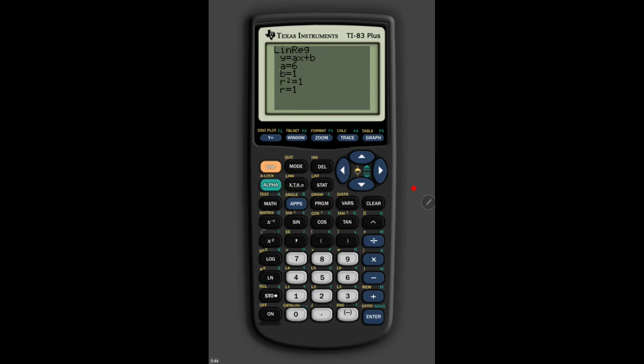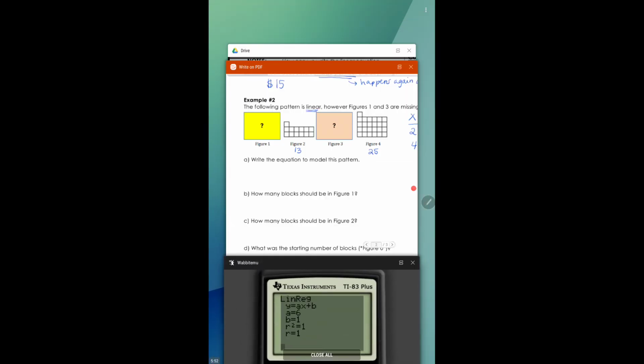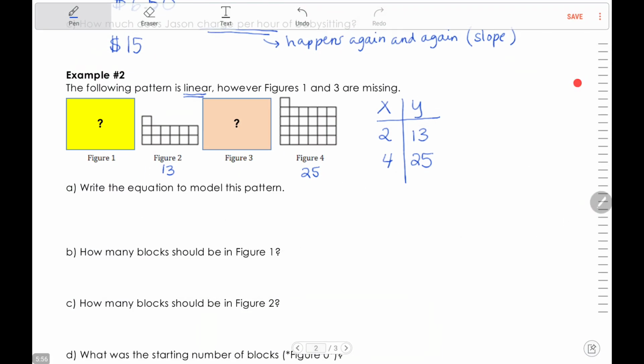So what that gives us is A is 6 and B is 1. So our slope is 6 and our y-intercept is 1. So let's go back to our worksheet. Our calculator gave us A is 6 and B is 1. So what that means is the equation is y equals 6x plus 1. That's what the calculator told us.